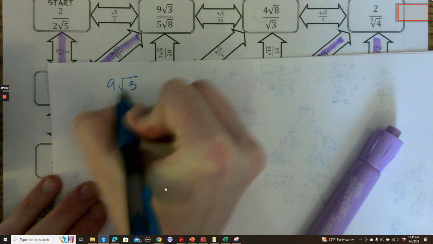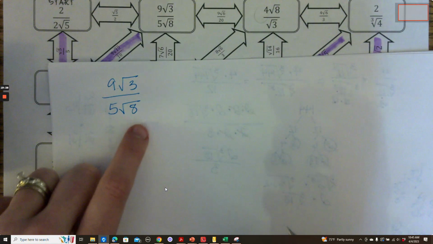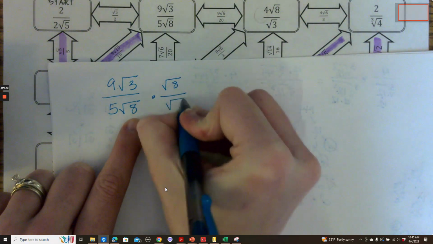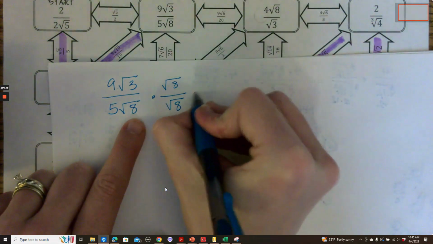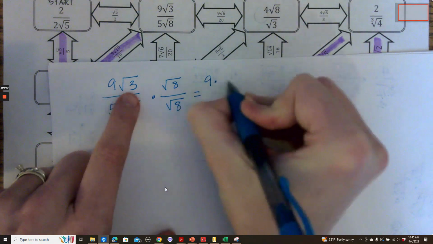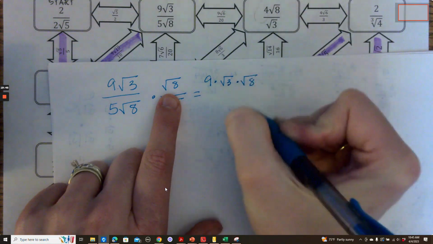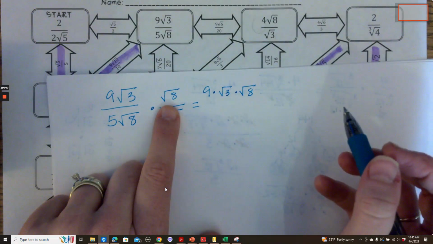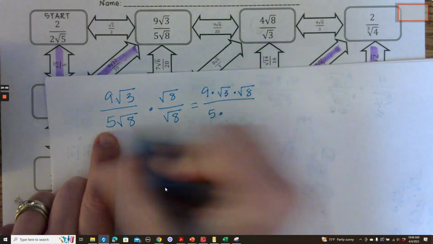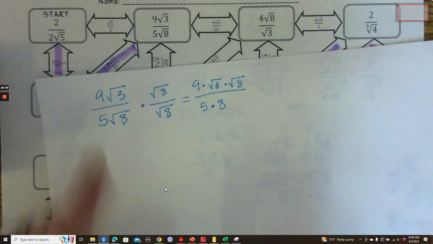9 times the square root of 3, over 5 times the square root of 8. So I'm trying to get rid of the square root of 8. Okay. So I've got 9 times the square root of 3 times the square root of 8 back up at the top. And then here I've got 5 times the square root of 8 times the square root of 8, which leaves me an 8.